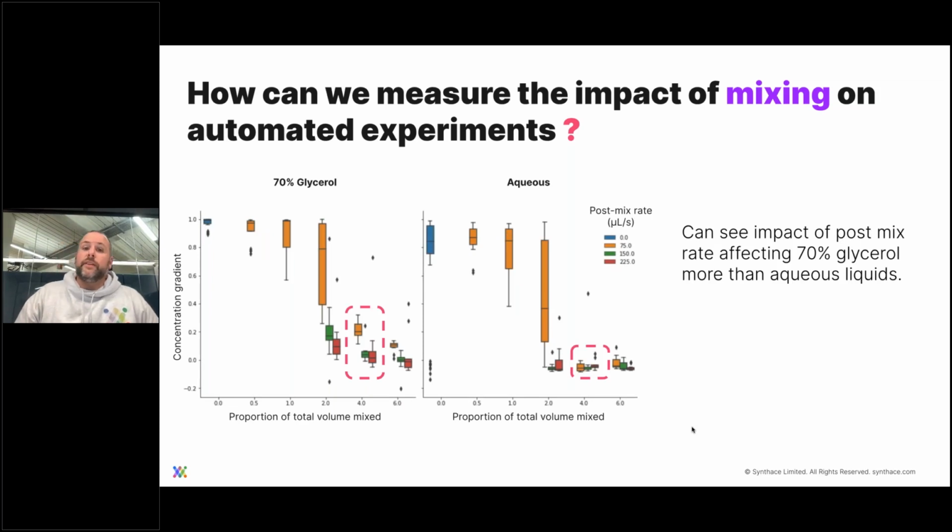This is similar to the previous data, but the colours here indicate different pipetting speeds used during the mixing. Again, a concentration gradient of 0 is indicative of good mixing. And here we can see, particularly for the 70% glycerol sample dye, the impact of mixing rate on promoting better mixing. So if you were to take this data forward for subsequent mixing liquid classes, you would ensure that they're greater than 75 microliters per second flow rate to promote the better mixing rate.